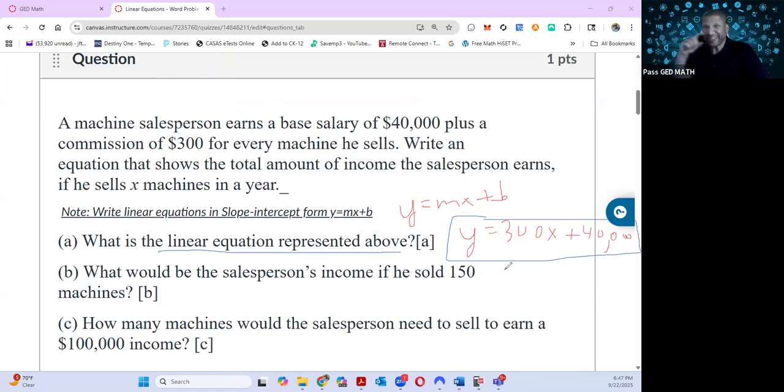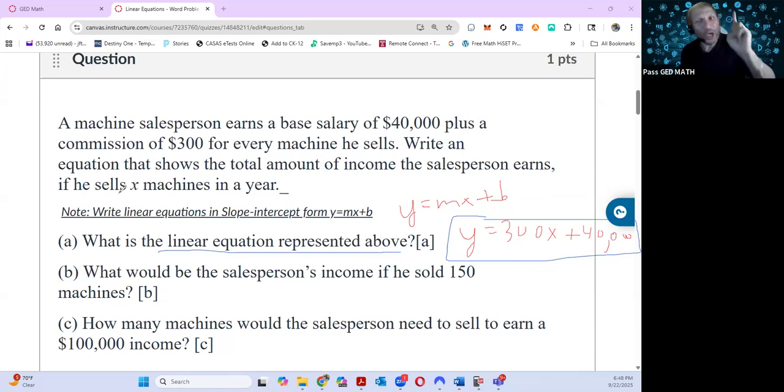So now, the second part of this. Again, if you understand these problems, you can almost answer any word problem that has to do with a linear equation on the GED, because you're going to get 3 to 4 of these. What would be the salesperson's income if he sold 150 machines?